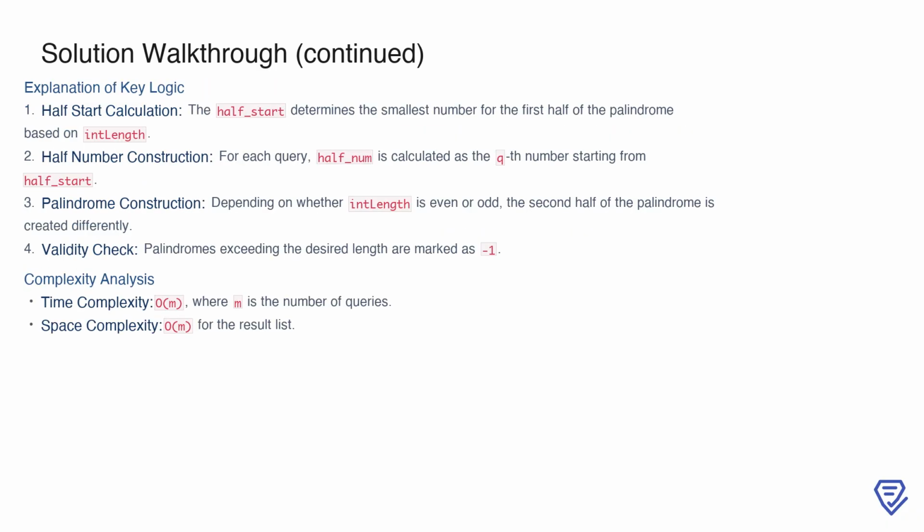To summarize the key logic, the half_start calculation determines the smallest starting number for the first half of the palindrome based on its length.